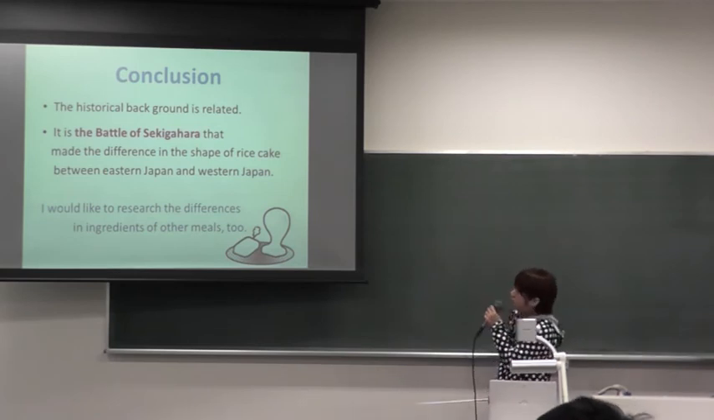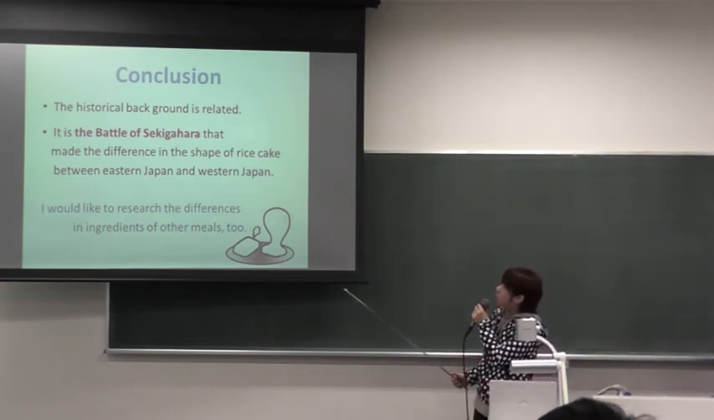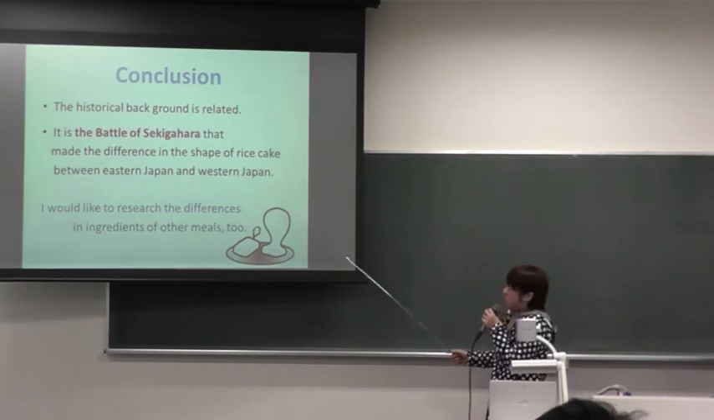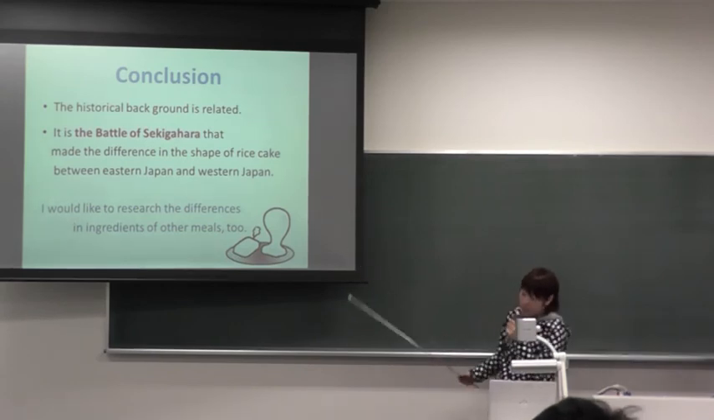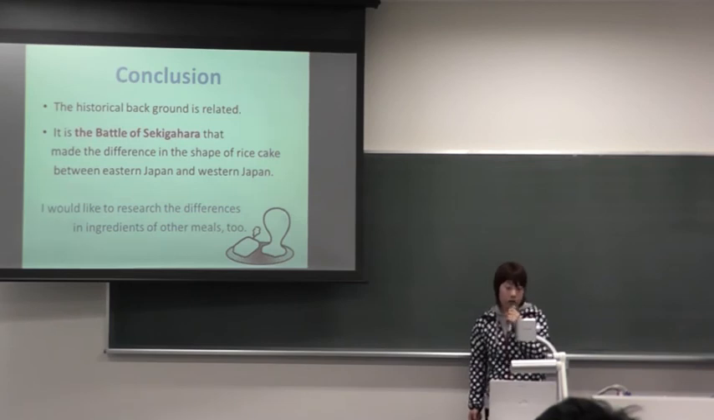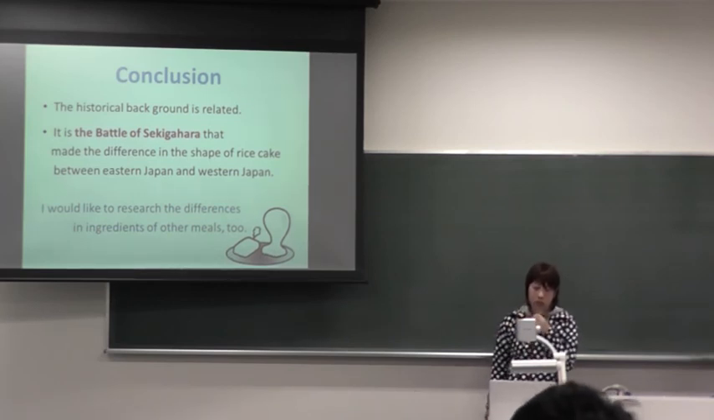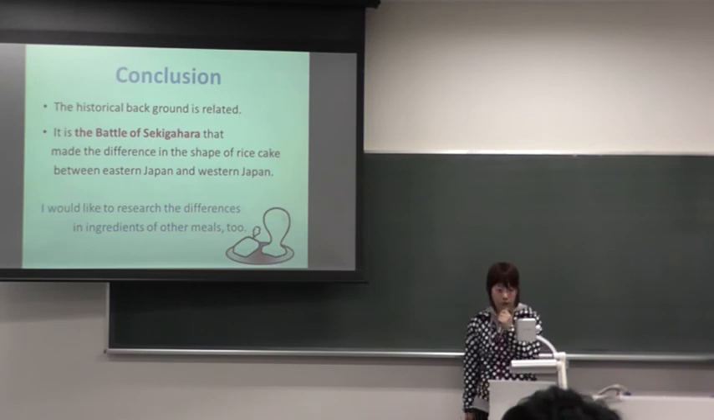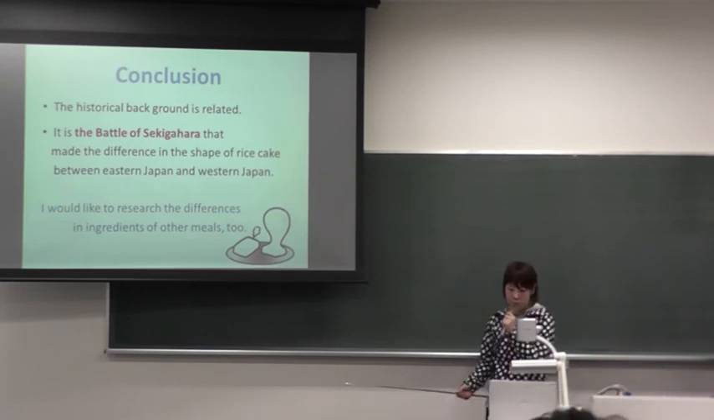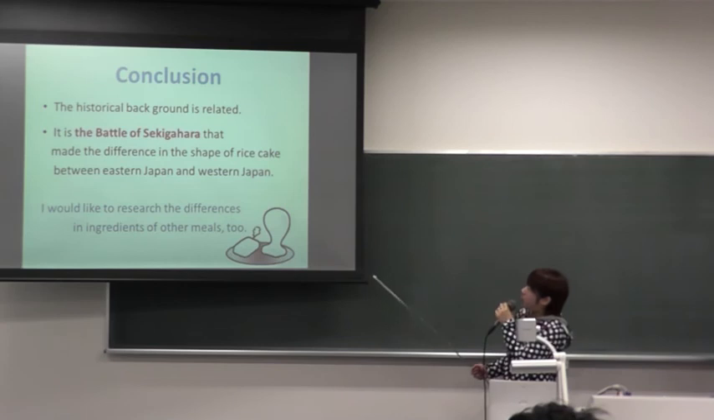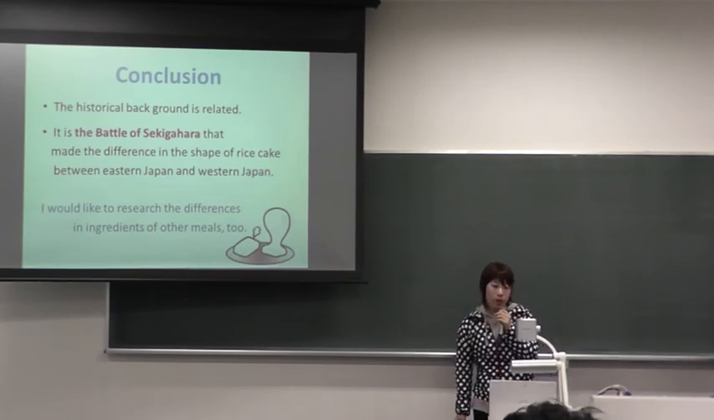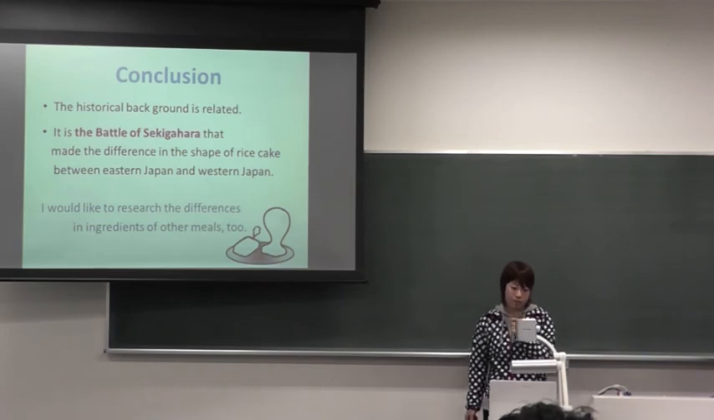In conclusion, the historical background is related to the difference in the shape of rice cake. Originally, round rice cake was popular, but square rice cake, which is easy to make, spread in Eastern Japan, whose population was large. It is the Battle of Sekigahara that made the difference in the shape of rice cake between Eastern Japan and Western Japan.